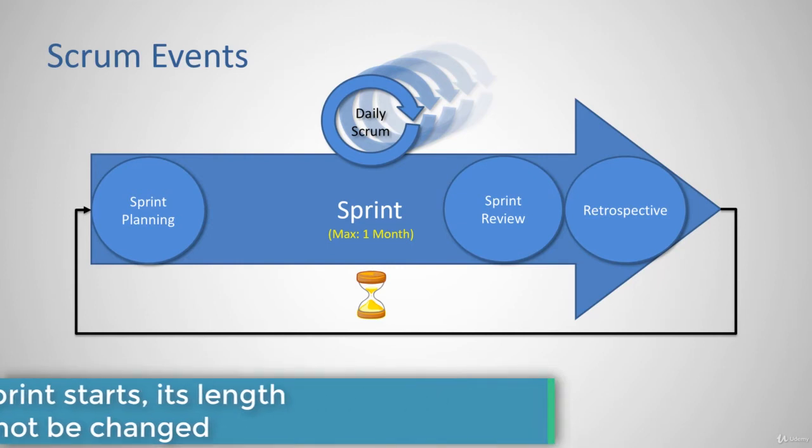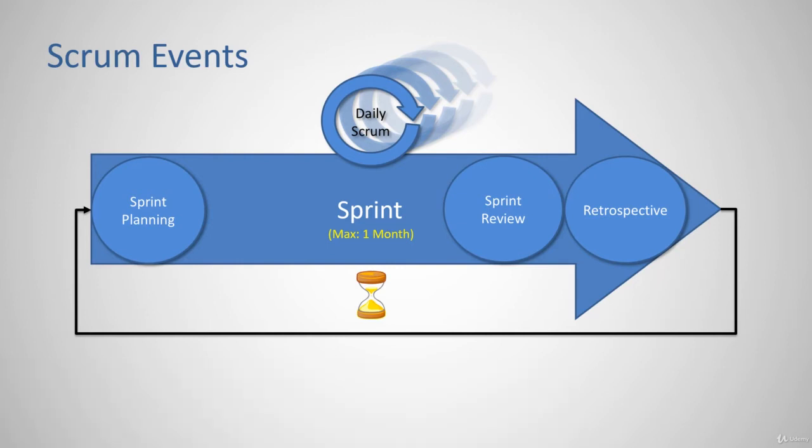Given a sprint of 1 month, the maximum time box for the sprint planning is 8 hours, 4 hours for the sprint review and 3 hours for the retrospective. For shorter sprints, shorter time boxes are expected. The maximum time box for the daily Scrum is 15 minutes.